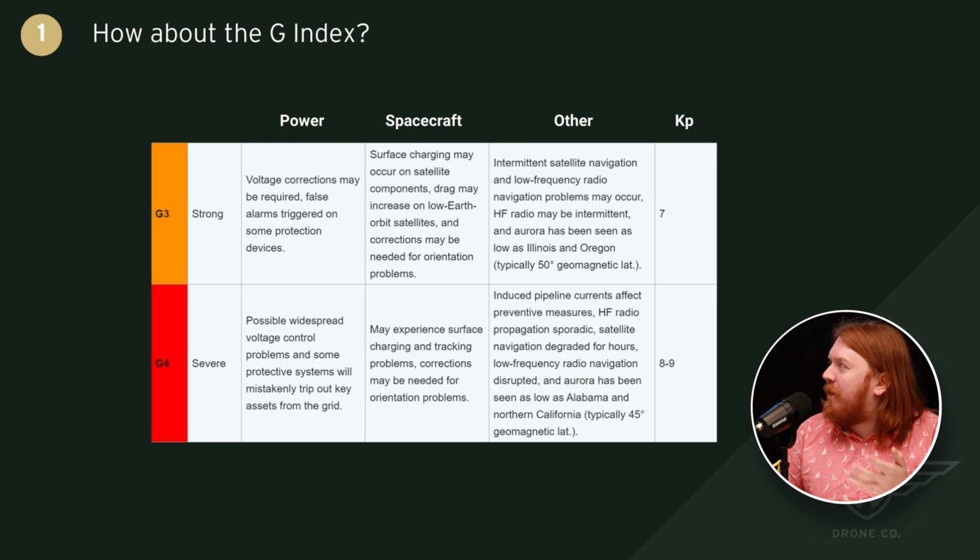In a G3, you can see voltage corrections may be required, so this is for power stations, and false alarms triggered on some protection devices. If it were to get to the point of a G4, widespread voltage control problems, and things on power grids could trip or mess up. Transformers could act weird, stuff like that. One of the things potentially relevant to us, as you can see in the other section, is that satellite navigation, low-frequency radio navigation, and high-frequency radio may be unreliable. Those are the things that could potentially affect us, not just as drone pilots, but you can see how it could affect other types of aviation.